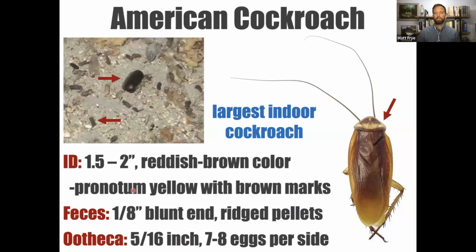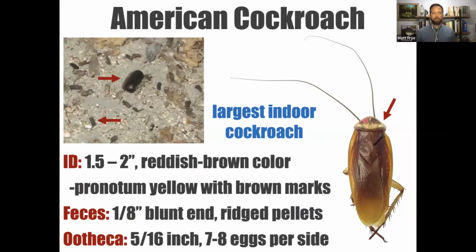Our second cockroach that's of concern indoors is the American cockroach. You might have called this guy the water bug. If you're in Florida or if you've visited Florida, you might have heard them referred to as the palmetto bug. They're all the same species of cockroach. They're the largest indoor infesting cockroach, ranging to about 2 inches. They're reddish brown in color. They have a yellowish pronotum with two dark marks towards the head.